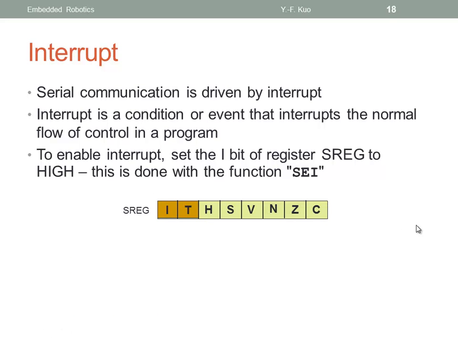Before we look into the program, I have to introduce an idea called interrupt. The serial communication is driven by interrupt. An interrupt is basically a request from an external device to the microcontroller. It tells the microcontroller, now I need to do something, and then the microcontroller responds. How is this function enabled? You have to use a function called SEI to enable the I register for the interrupt.